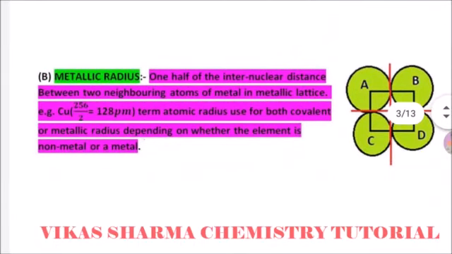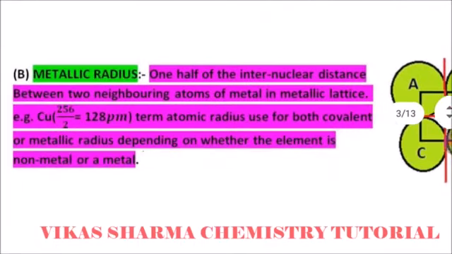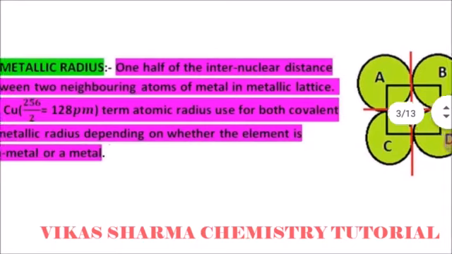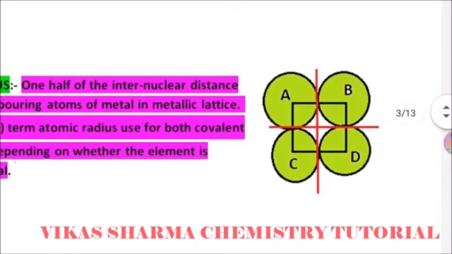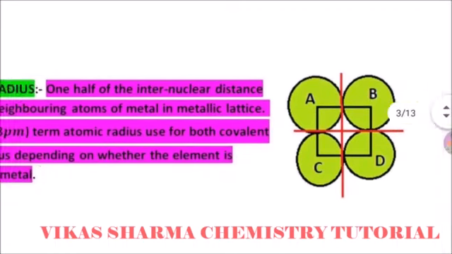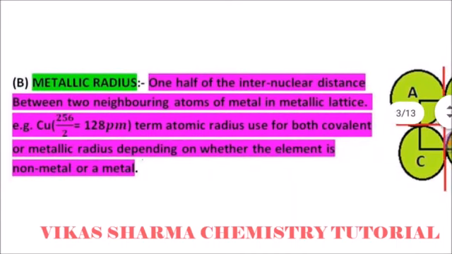Student, the next condition is known as the metallic radius, when the element is not bonded by any bond, for example ionic bond or covalent bond. In a metallic radius, the elements show perfect geometry. It is one half of the internuclear distance between two neighboring atoms of metal in a metallic lattice. For example, for copper, the internuclear distance between two bonded atoms in a metallic lattice is 256 picometer divided by 2. So the metallic radius of a copper atom is 128 picometer.